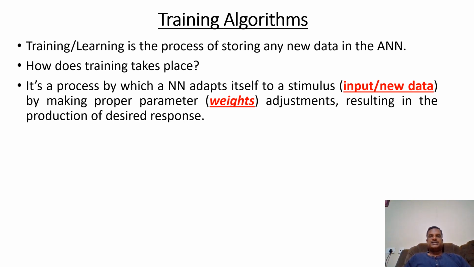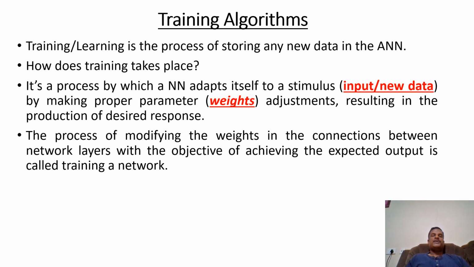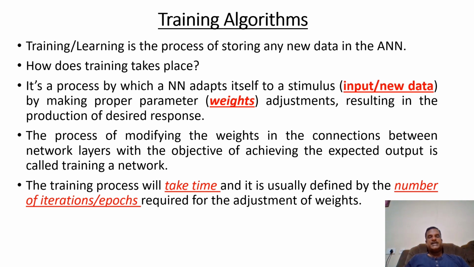So how does training take place? It is a process by which a neural network adapts itself to a stimulus by making proper weight adjustments. Whenever a new input is given, my neural network adapts itself by adjusting the weights. The process of modifying the weights is called training a network. It will take time. You cannot learn the characteristic features of an object immediately. You need to understand what the pattern is, the way in which it is formed. Then you can have a grip of the size or shape of the object.